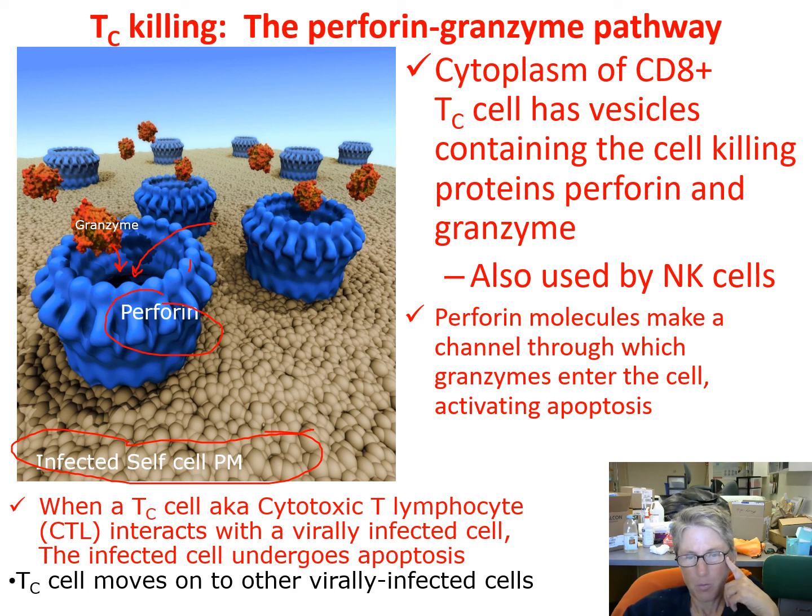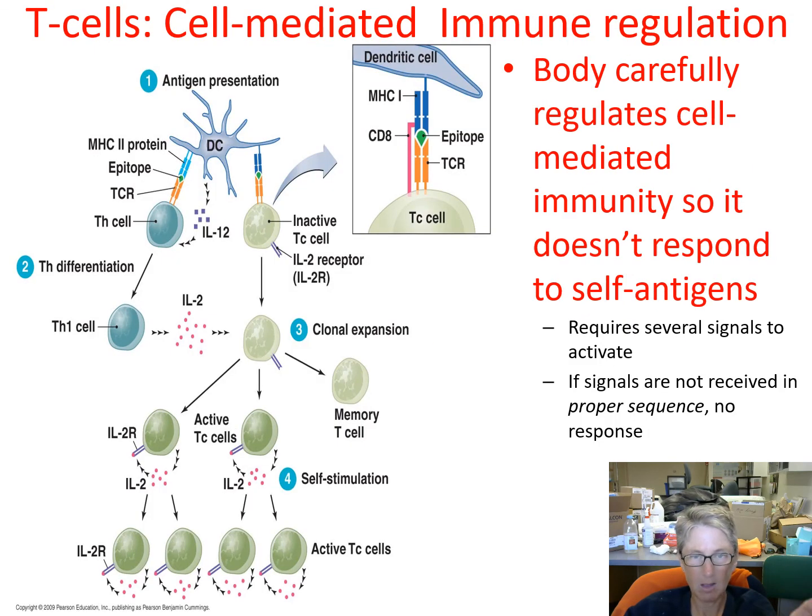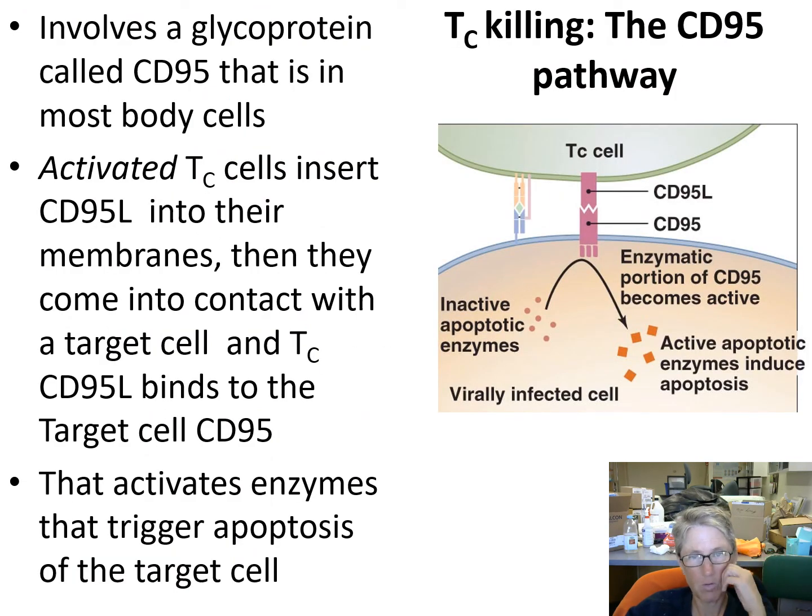And then we just said this, perforin molecules make a channel, granzymes enter the cell, and the infected cell is killed apoptotically. So it's really important that your body carefully regulates this cell-mediated immunity. So T cell is cell-mediated immunity, so that your body doesn't respond to self-antigens. And when this happens, as you know, it's an autoimmune disease.